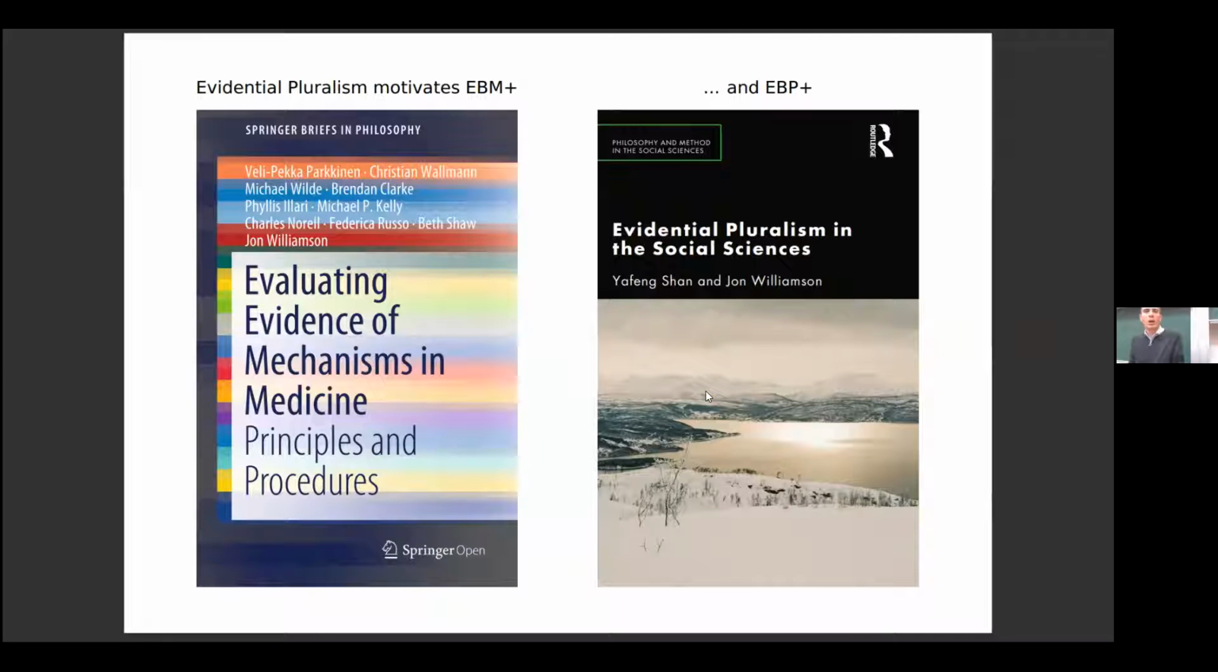So here are two open access publications. The one on the left extends evidence-based medicine to something called EBM+. The plus is considering mechanisms alongside association studies. And the one on the right looks at the application of evidential pluralism to the social sciences and seeks to extend evidence-based policy to EBP+, which considers mechanistic evidence in a systematic way.